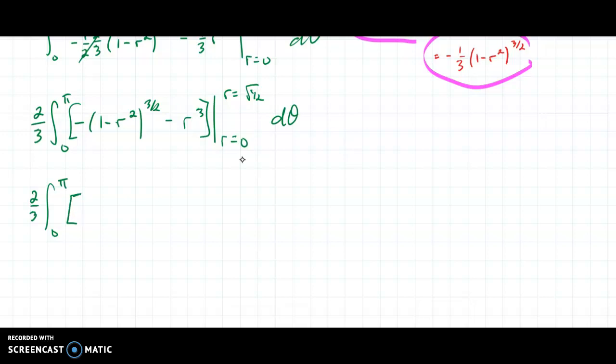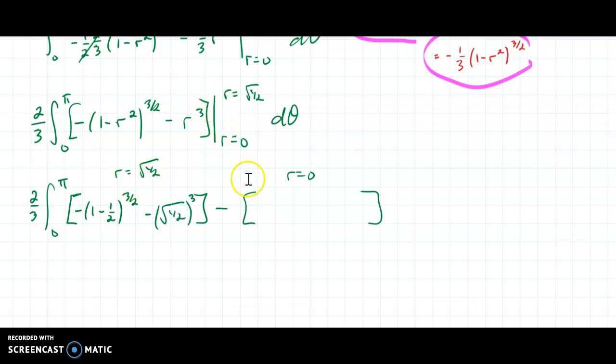I'm going to do it like this. I'm going to do a bracket minus a bracket. This is going to be r equals 0, and this is going to be r equals root 1/2. Just showing that so that you can keep track of everything I'm doing. So it's minus (1 minus, when I plug r equals root 1/2 into r squared, I get 1/2 here). And that goes to the 3/2. And then minus r cubed, so I get minus the square root of 1/2 cubed.